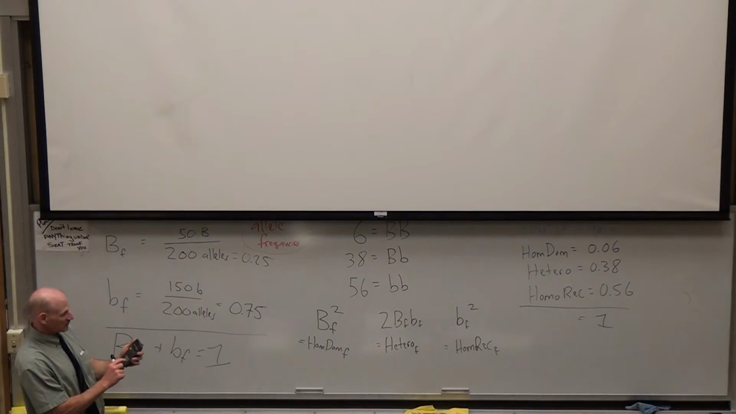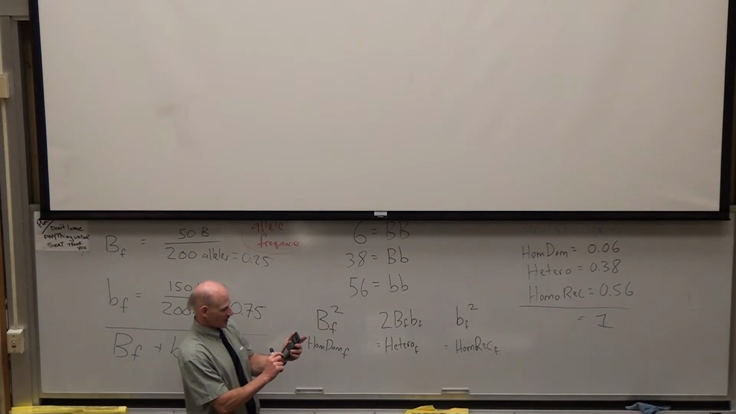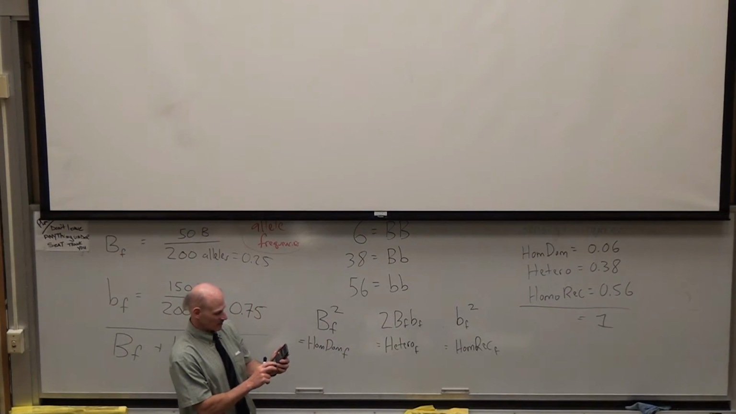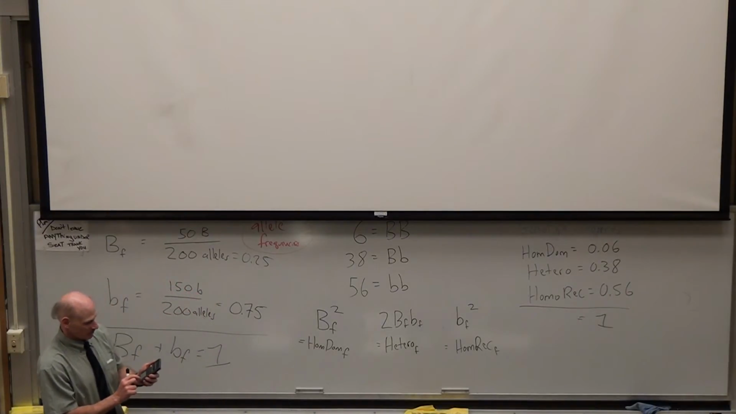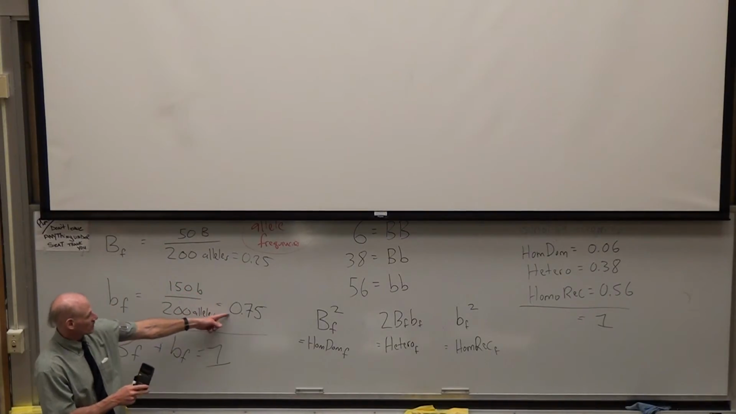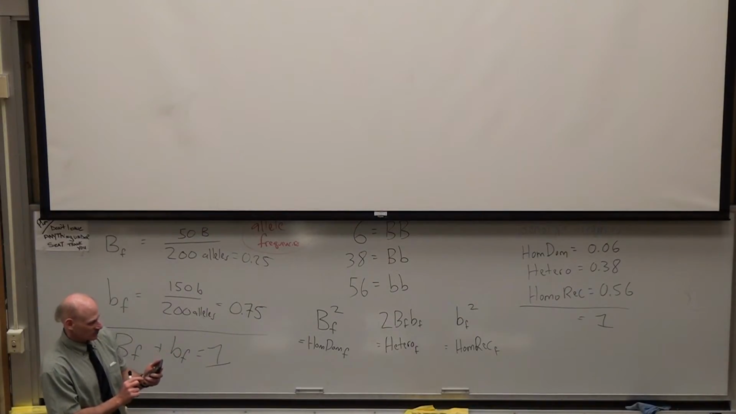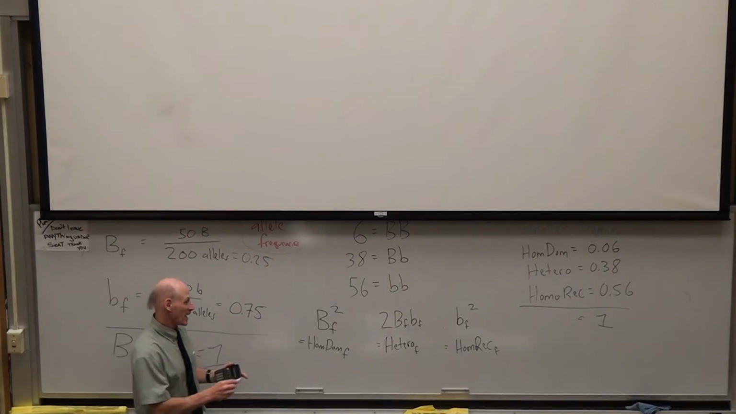So I should start off with 2 times 0.25, the dominant allele frequency, times 0.75. Yeah, it's 0.375, which is rounding close to 0.38. And for the homozygous recessive, that's the 0.75 squared, and it works out. It comes out to 0.56. And this is yet another equation that adds up to 1.